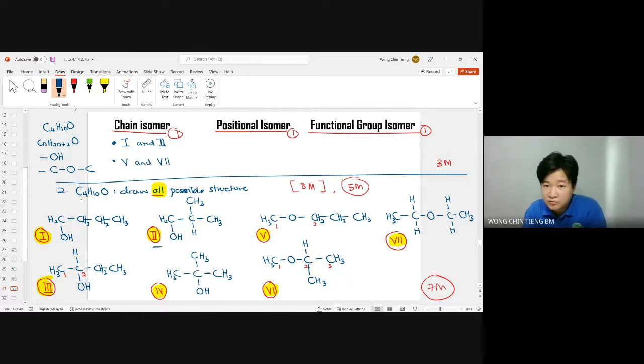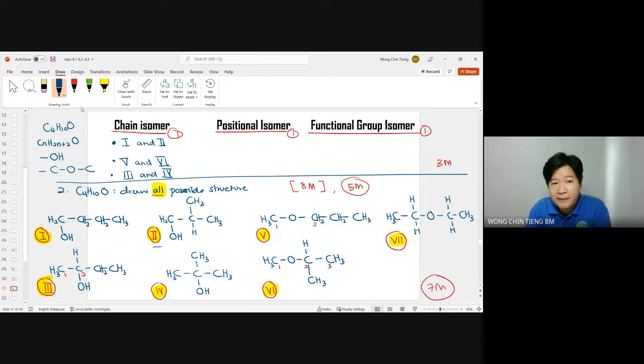5 dan 7. 5 dan 6. This one is the chain. And tadi saya dengar apa? 3 dan 4. Ya. 3 dan 4 bukan chain isomer. Ya. 1, 2, 3, 1, 2, 3. 3 dan 4. And 4. So that is how we give the answer.